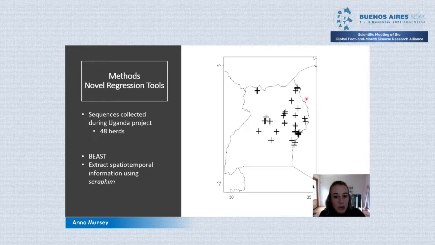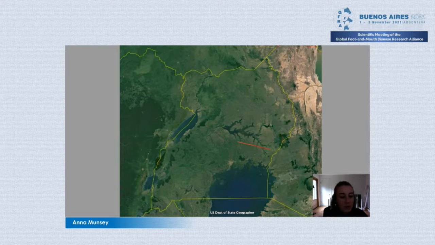This map is showing the geographic locations within Uganda of the 48 herds from which serotype O isolates were collected over about a 1-year period of our study. Once again, we used BEAST to construct a Bayesian phylogenetic tree, and we utilized Seraphim just to extract the spatial temporal information from the phylogenetic tree. This is just a video showing the dispersal history of serotype O during the period studied here.